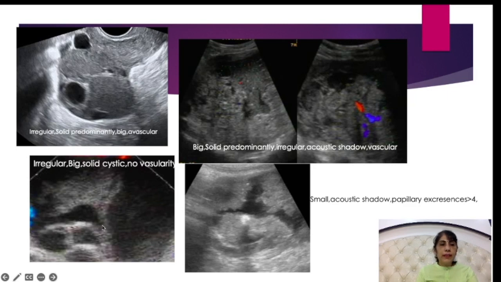Then this is the third one. It was again very irregular, haphazard, having solid as well as cystic areas.